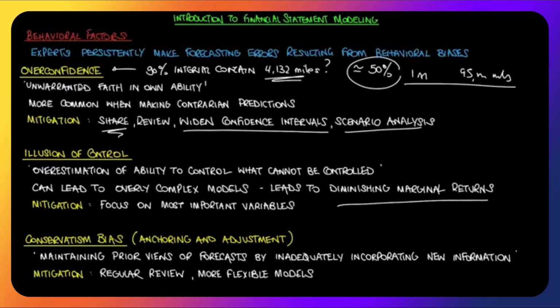Conservatism bias, sometimes known, and certainly in our framework, you can refer to it as anchoring and adjustment. You maintain your prior views or forecasts by inadequately incorporating new information. You have a number in your head. You have valued this company at 8.4 billion. Now you get new information and you just won't shift from that 8.4.